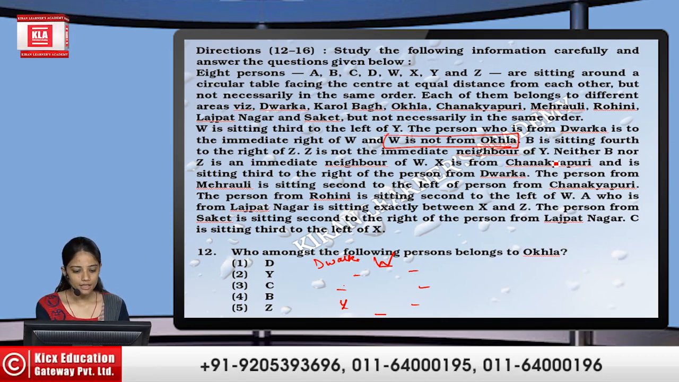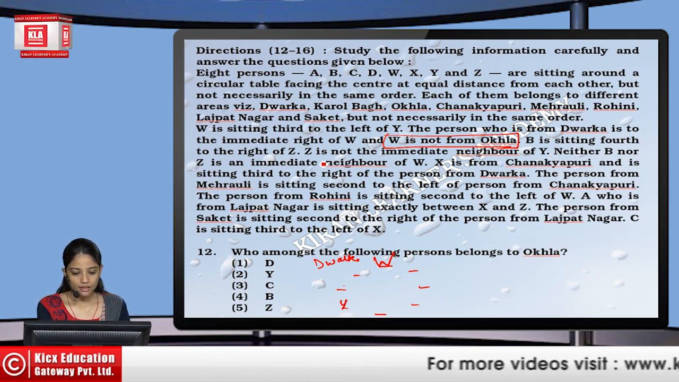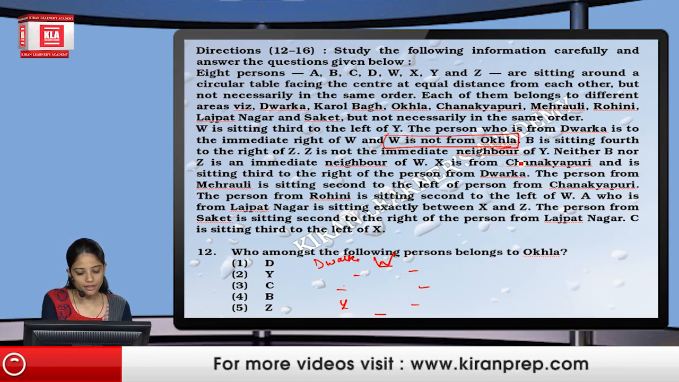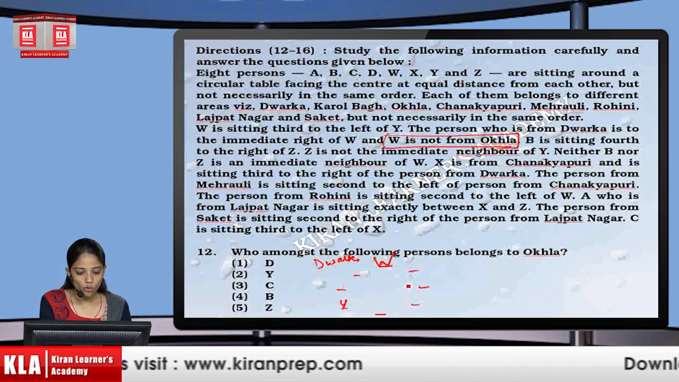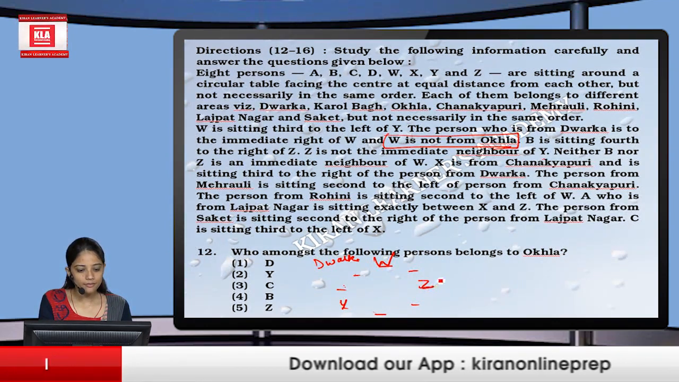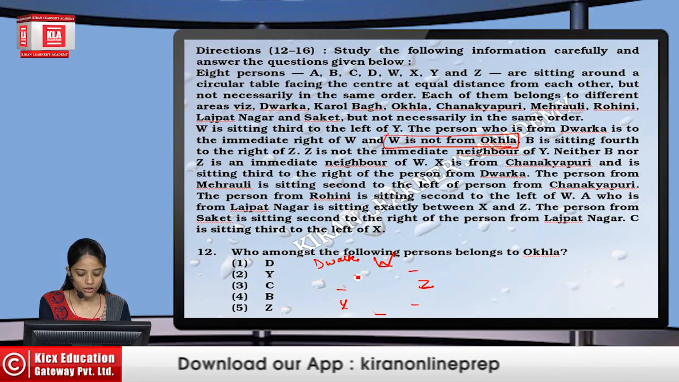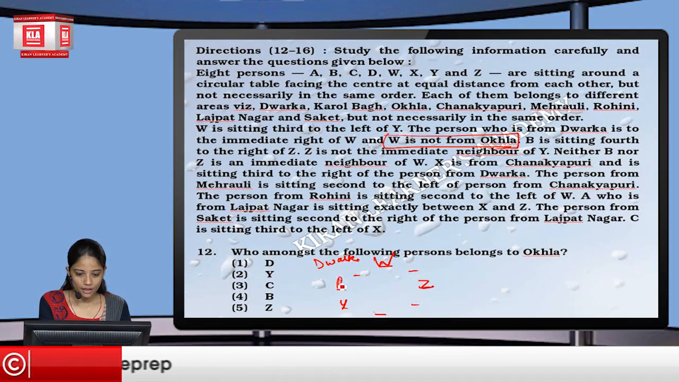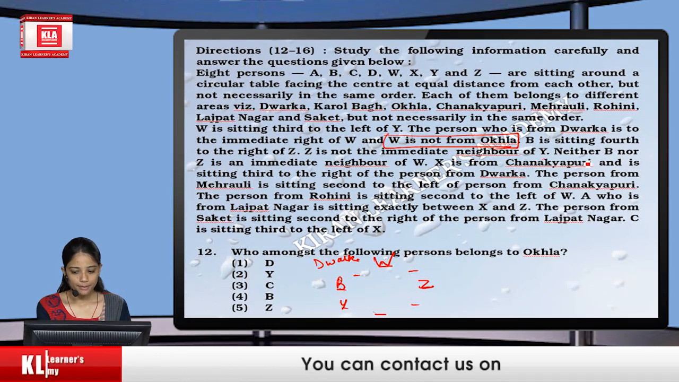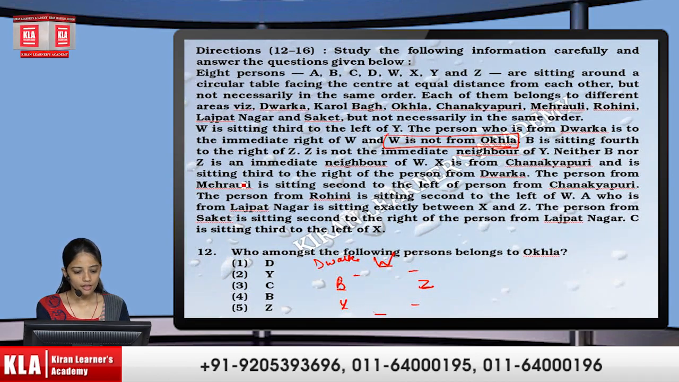Then we have B is sitting 4th to the right of Z, but Z is not the immediate neighbor of Y. So Z we don't have to make it sit like this because it is not the immediate neighbor. We can make him sit over here. So let's see that Z is this. So B is fourth to the right. Right means the anti-clockwise direction 1, 2, 3 and 4. So we have B over here. Next is that neither B nor Z is an immediate neighbor of W. So we get that thing.